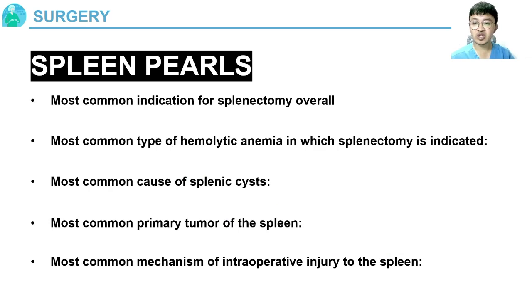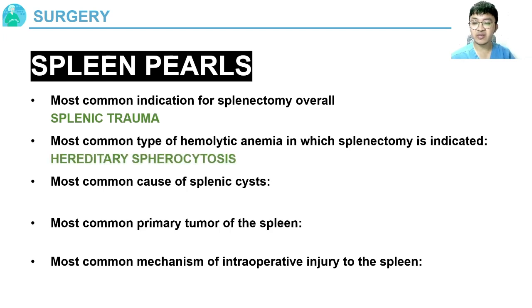For the spleen, what's the most common indication for splenectomy overall? It is splenic trauma, right? The most common type of hemolytic anemia in which splenectomy is indicated is hereditary spherocytosis. In hereditary spherocytosis, instead of your RBCs being biconcave, they're circular. As a result, they're not effective in going through your peripheral circulation, so they're being eaten up by your spleen. As a result, your patient will have anemia. What you do is you remove the spleen, so then you don't have anemia, because the spleen is the one that's eating up your spherocytes.